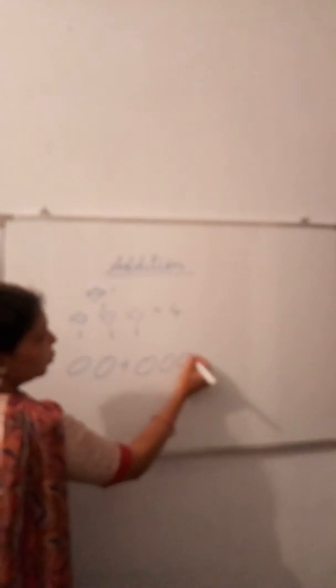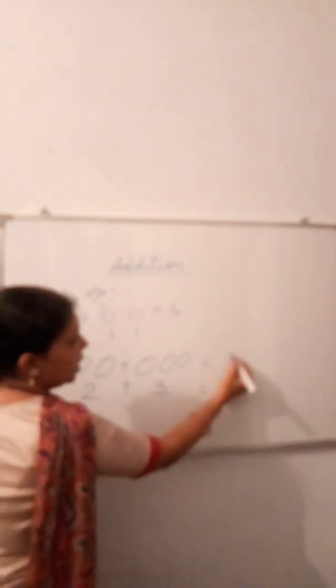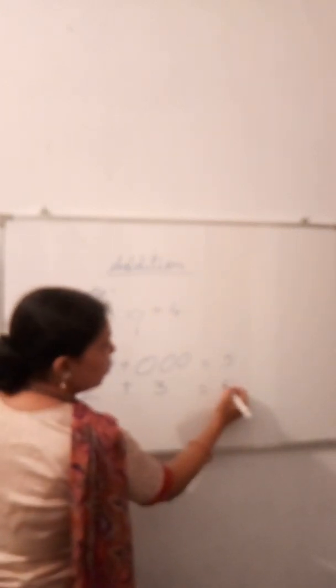Okay. In the same way, it is egg. 1, 2 eggs. And you have to add 1, 2, 3, 3 more eggs. Means it is 2 eggs and 3 eggs. How many total eggs? 2 plus 3 is equal to 5.